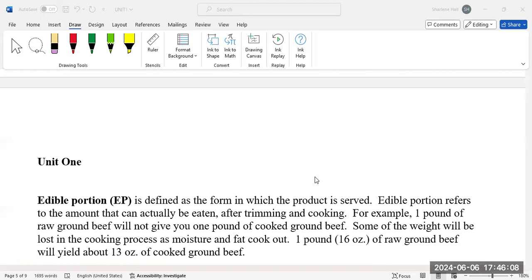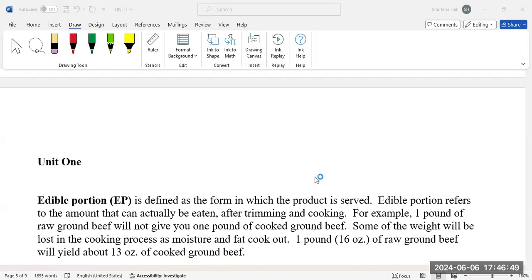What word comes to you when you talk about edible? Can be eaten, sir. All right, so something that can be eaten. So once you hear anybody talk about edible, it is something that can be eaten. It is defined as the form in which the product is served: string beans, cauliflower, broccoli, shoulder steak. Anything that is in a form to be served is called your edible portion.